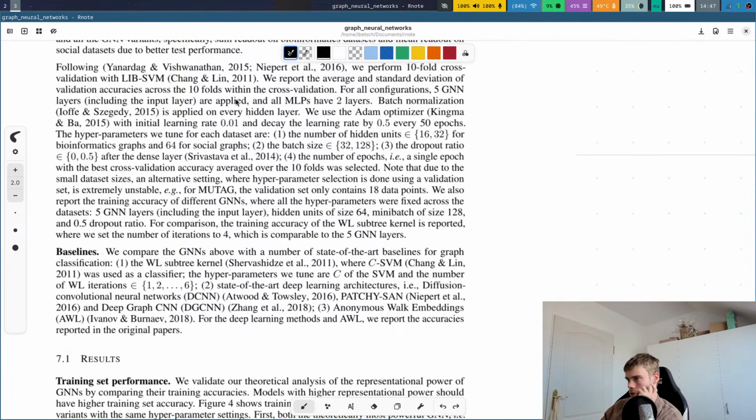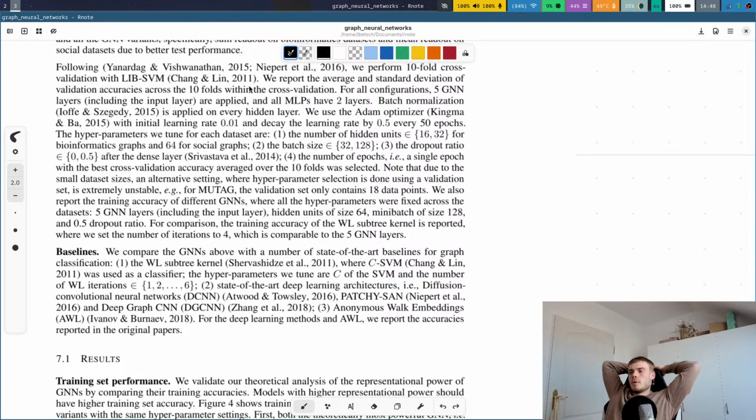Okay, for all configurations, 5 GNN layers, including the input layer, are applied, and all MLPs have 2 layers. Batch normalization is applied on every hidden layer. We use the Adam optimizer with initial learning rate and decay the learning rate by 0.5 every 50 epochs. The hyperparameters we tune for each dataset are 1. The number of hidden units, 16 or 32 for bioinformatics graphs and 64 for social graphs. So this is basically the embedding space of the nodes or the vertices. The batch size, the dropout ratio after the dense layer, the number of epochs. A single epoch with the best cross-validation accuracy averaged over the 10 folds was selected.